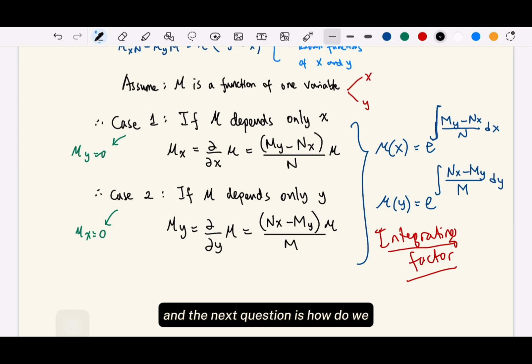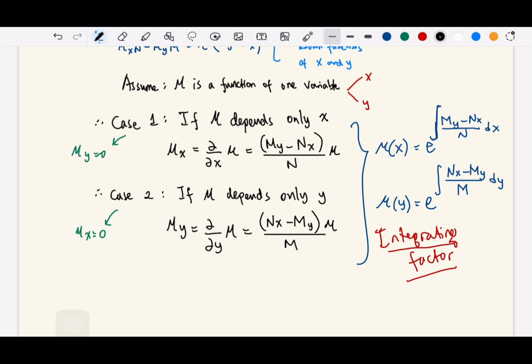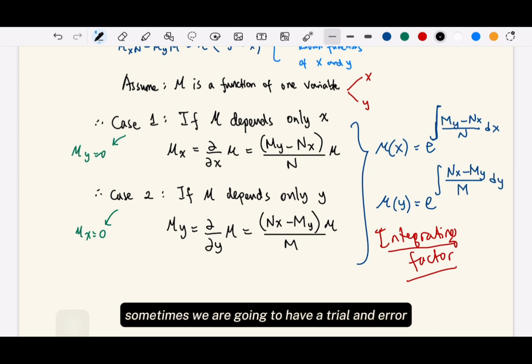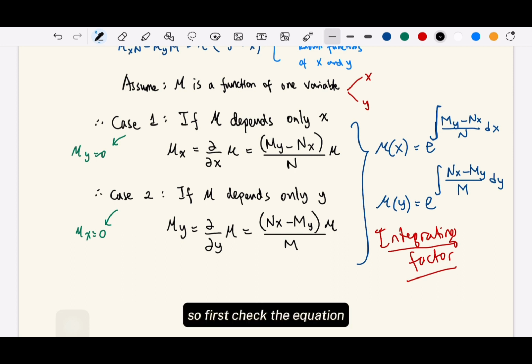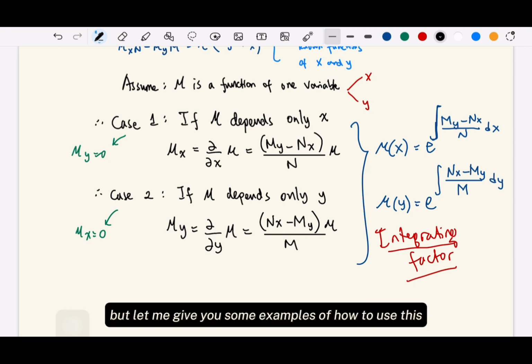And the next question is, how do we use this mu, and which one should we choose? The answer is sometimes we are going to have a trial and error. So first check the equation. If the equation is exact, then you can just use the exact equation as usual. If it's not exact, then you need to find or choose the mu. How to choose mu is basically based on the equations, and sometimes you need to try and see. But let me give you some examples of how to use this.